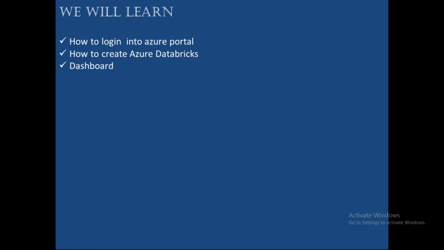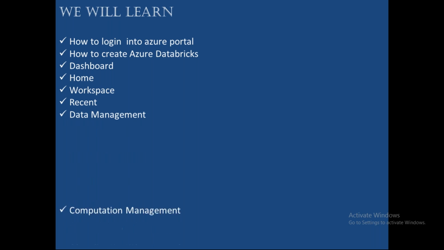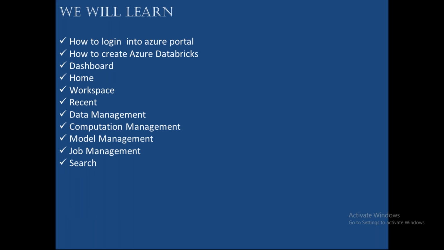Then once we have created Azure Databricks workspace, you are going to log in into the Azure Databricks workspace. It's a separate URL, right? So once you log in into it, you are going to see some options. What are those options? First thing is dashboard. So we are going to understand what exactly this dashboard is, what we can do by using this dashboard. Next, we have a home option. Next, we have something called workspace option, a recent option, data management, computational management, model management, job management, and search. So these are the things we will have basically.